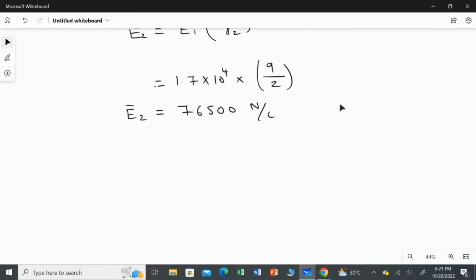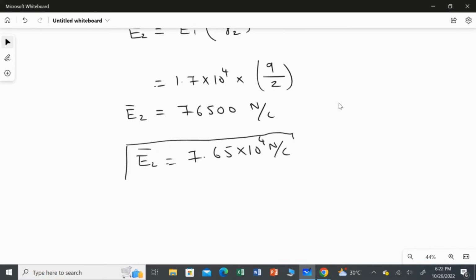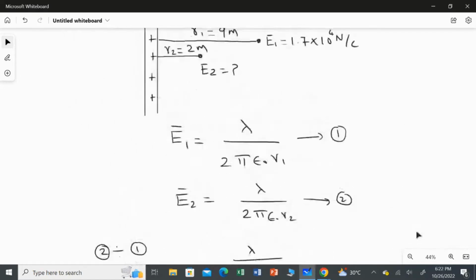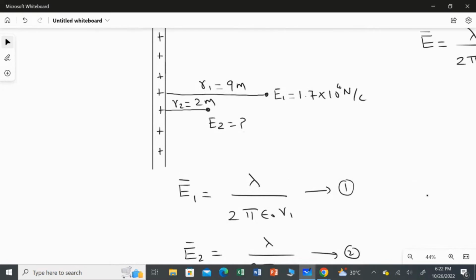So I'm going to make the value in terms of power. Therefore E2 is equal to 7.65 multiplied by 10 to the power of 4 Newton per coulomb. Understand? You can see when the distance reduces, what is our electrical field? Our electrical field would be stronger. So we got 7.65 multiplied by 10 to the power of 4, right? If you just see the value for E1, for the distance of 9 meter, we got 1.7 multiplied by 10 to the power of 4.